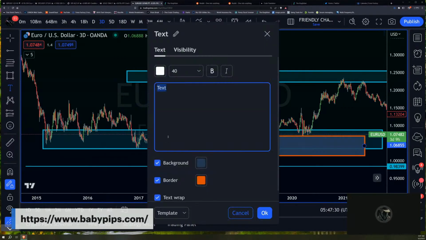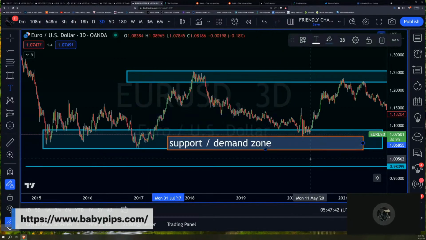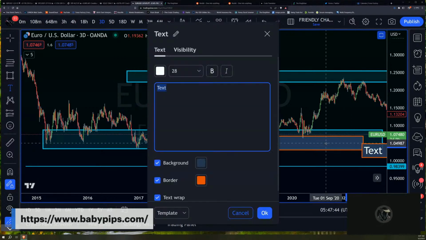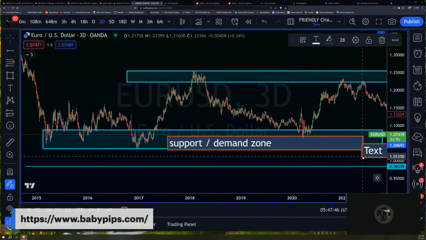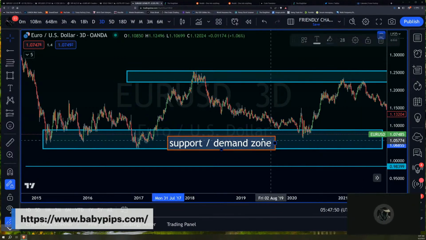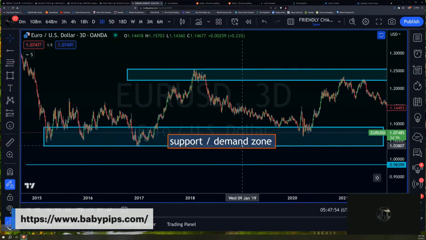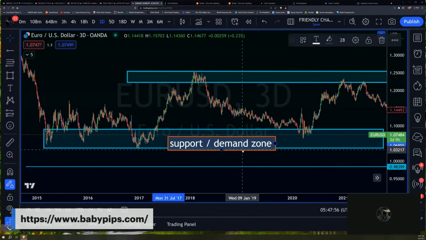and I'm going to type in support, or another word for that is demand zone. Okay. I like the term demand zone. My background is economics. Supply and demand are concepts with which I am familiar ad nauseum. So that's that, right? Support or demand zone.